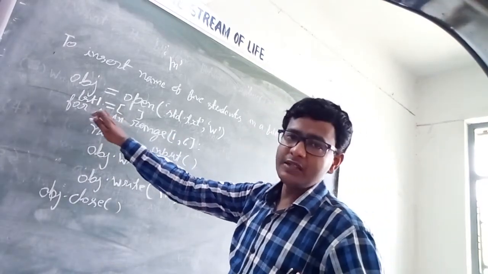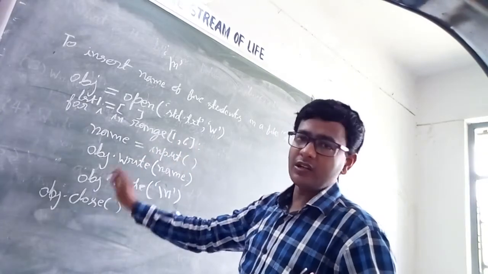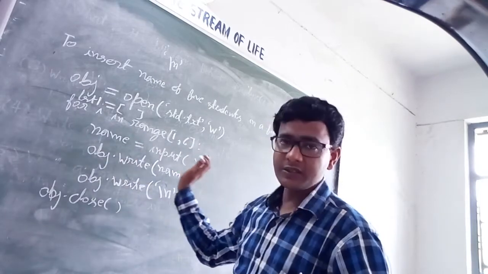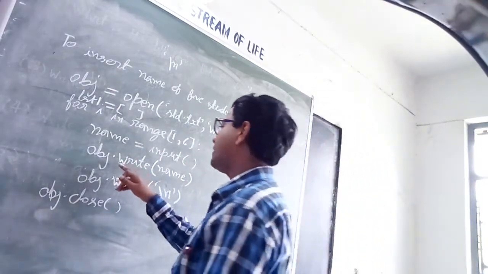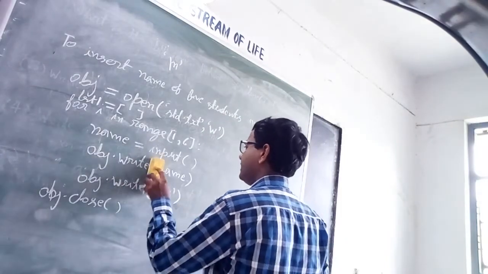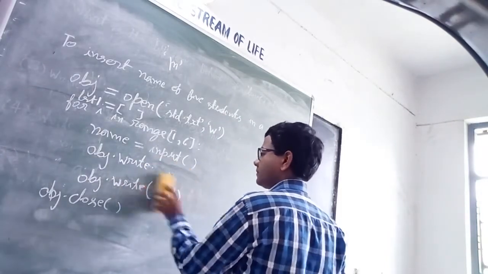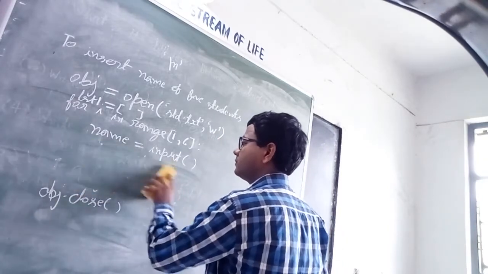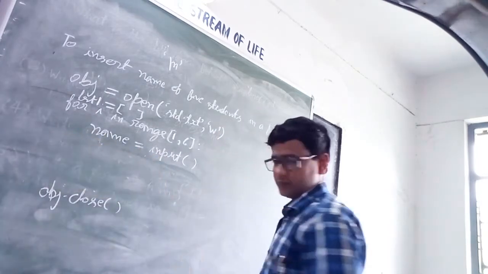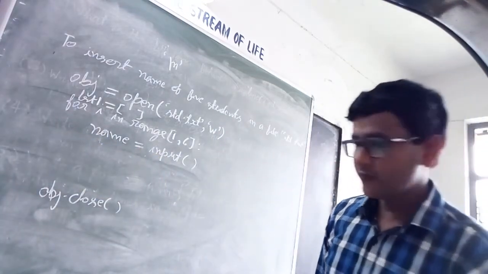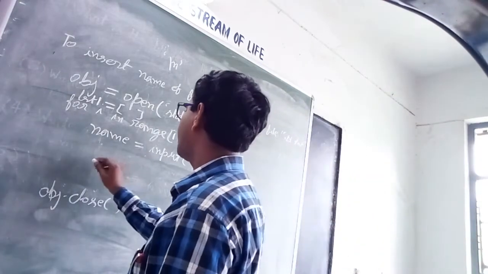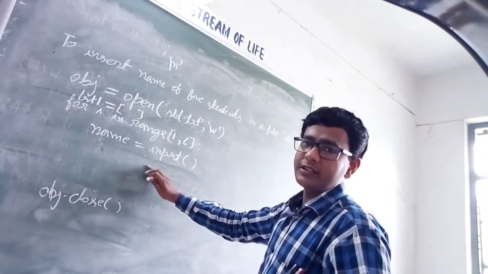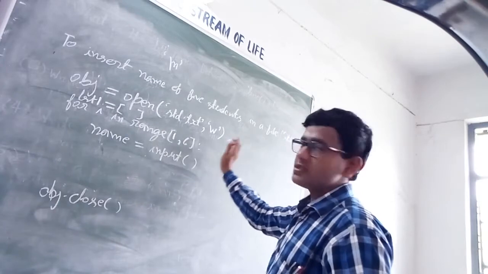A for loop is used, from 1 to 6, for accessing the names of the students. name equal to input. Next, obj.write, here we make some changes. The input comes in the name variable. Now we want to enter this input in our file using the writelines function.